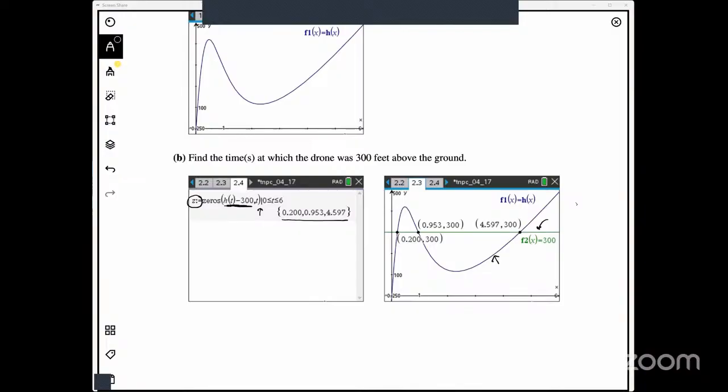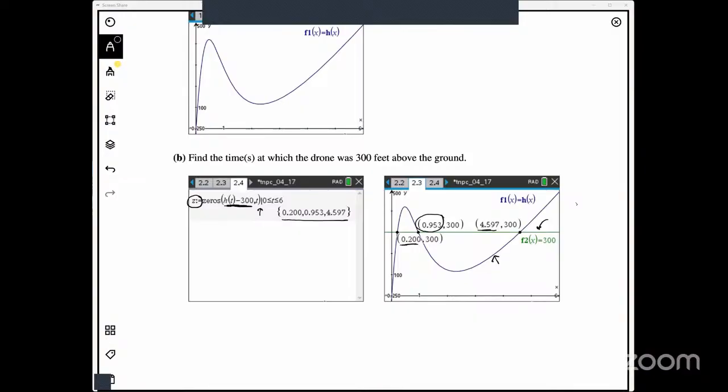So I actually did that 3 times, and I left the point printed on this graph screen. There's the t equal to 0.2, there's the t equal to 0.953, and there's the t equal to 4.597.